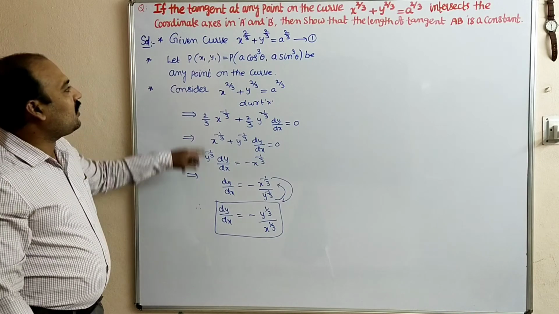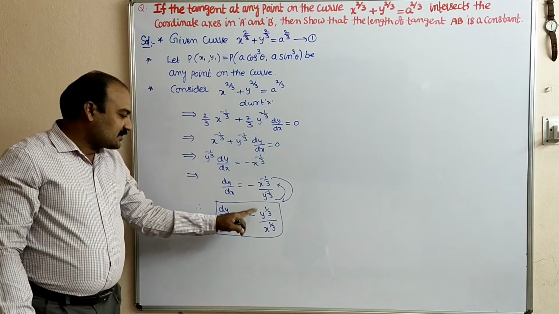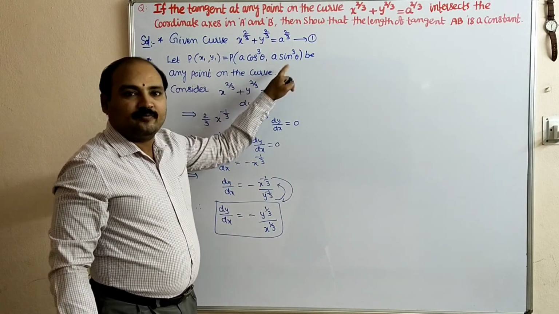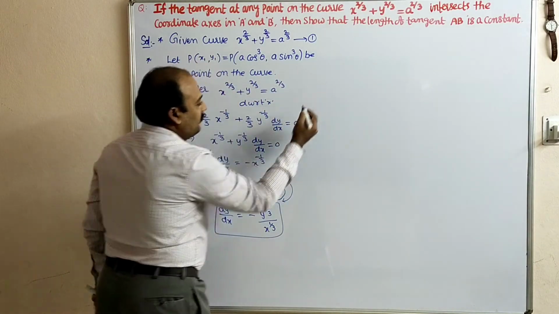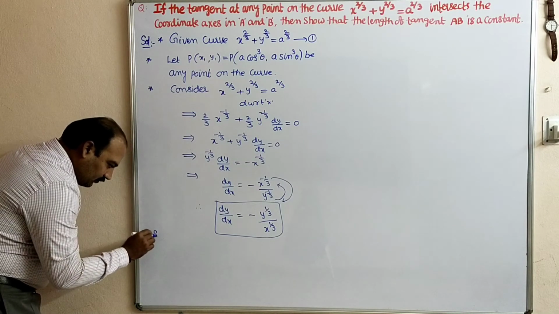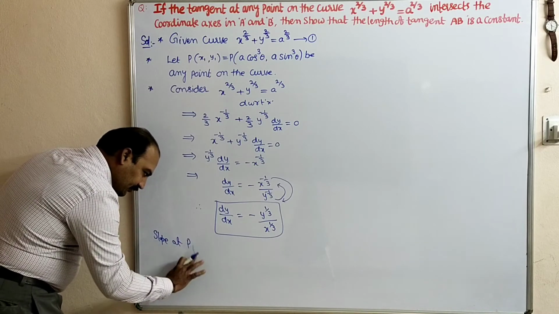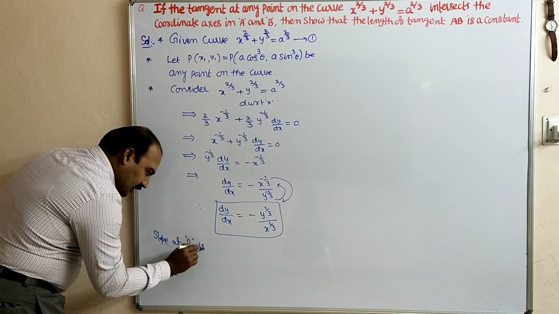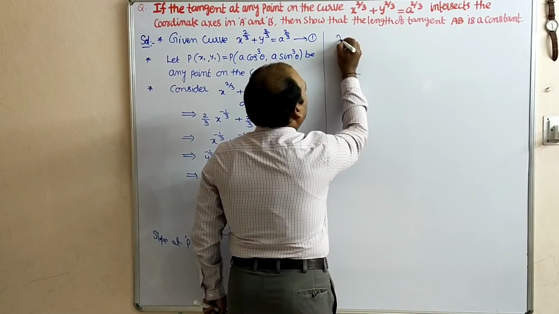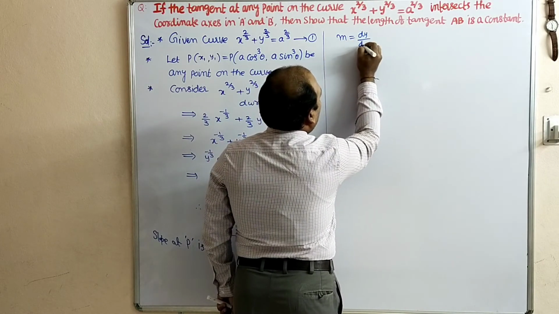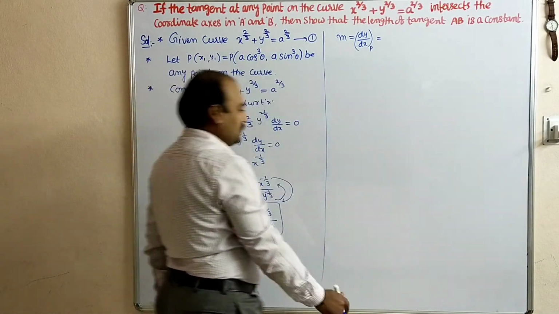After that, the slope of the curve at the point (x1, y1), that means (a cos cube theta, a sin cube theta). Wherever x, y is there, you have to replace with this value. The slope at P in terms of theta: m equal to dy/dx at P. Wherever x and y is there, you have to replace with these values.